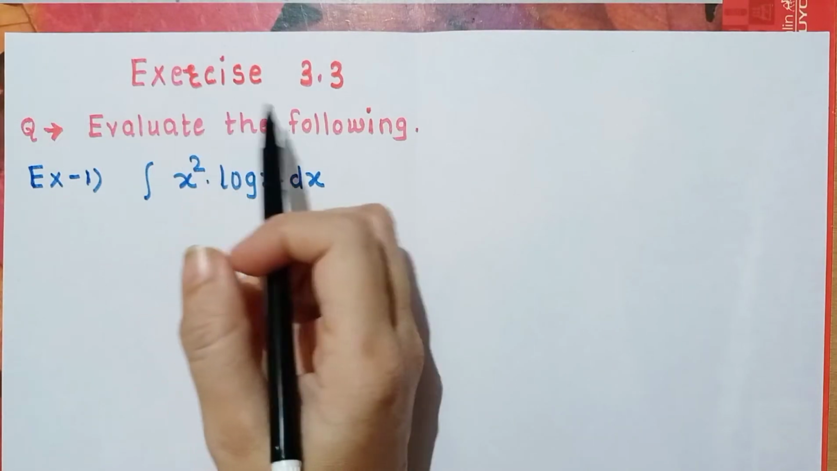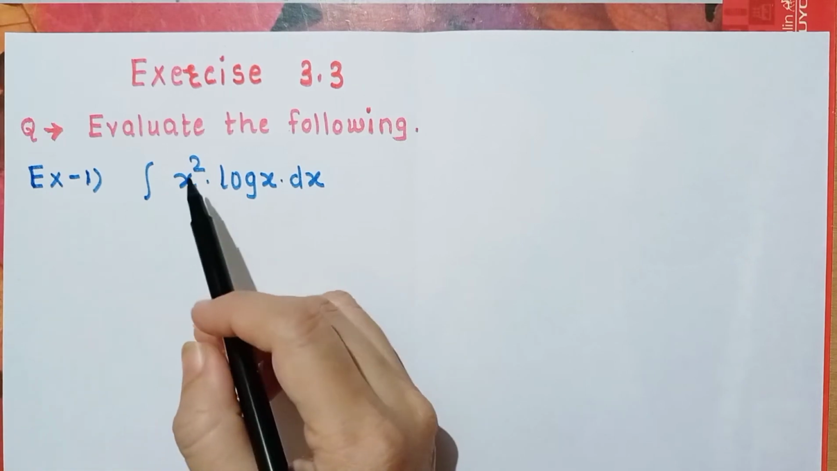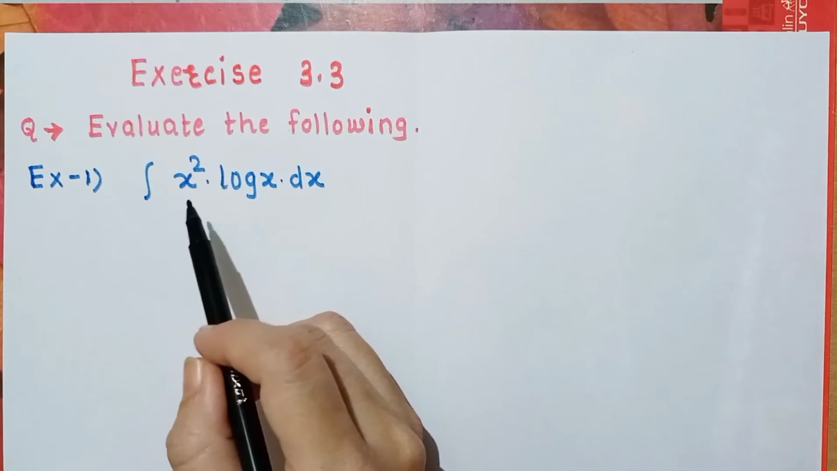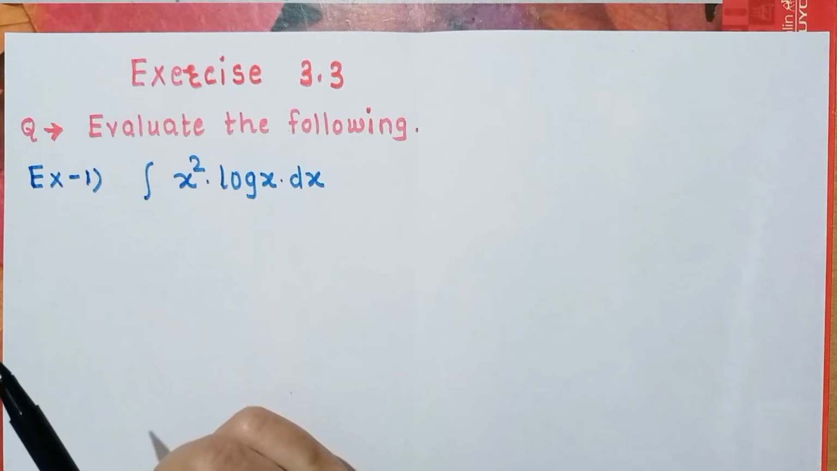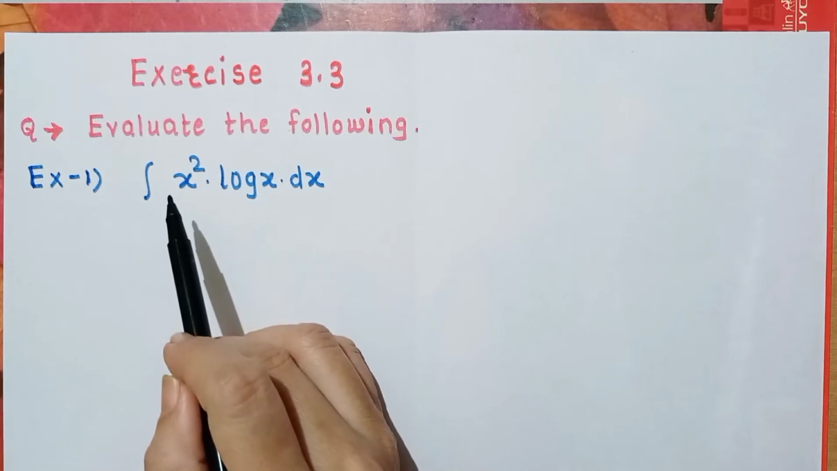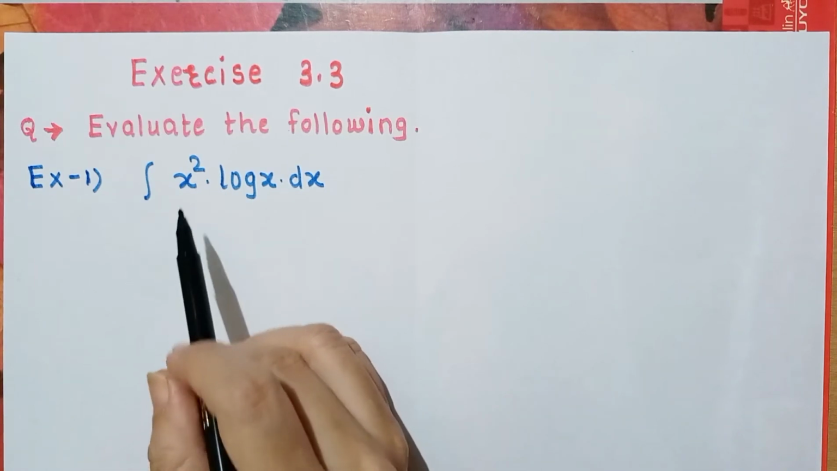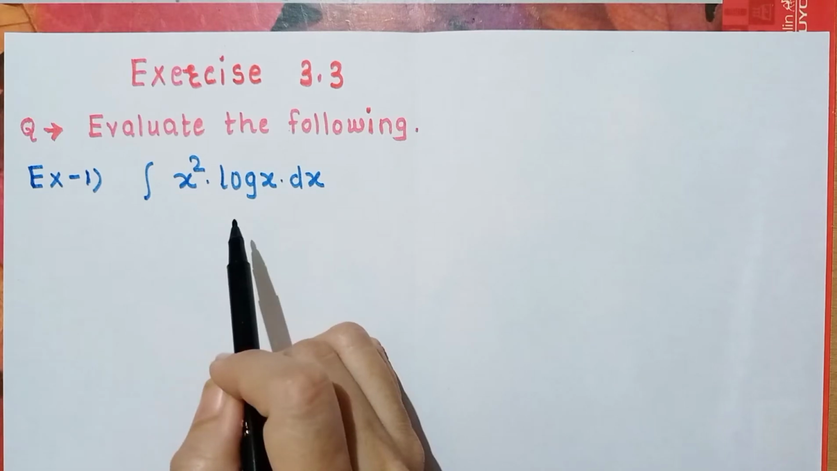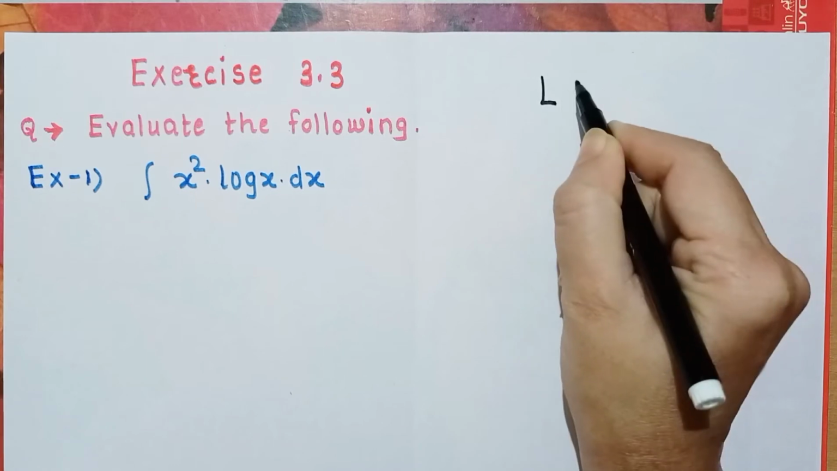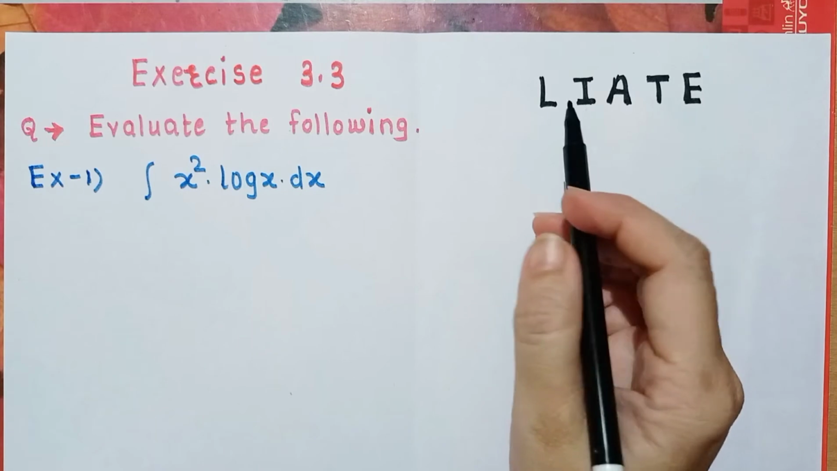Now let's start exercise 3.3, and this is our first example: the integral of x square dot log of x dx. Check the integrand. This is the product of two functions, but we don't know which function is u and which is v when using the formula. To decide the order of these functions, we have to consider the serial order of the letters LIATE. Let's see what this LIATE is.